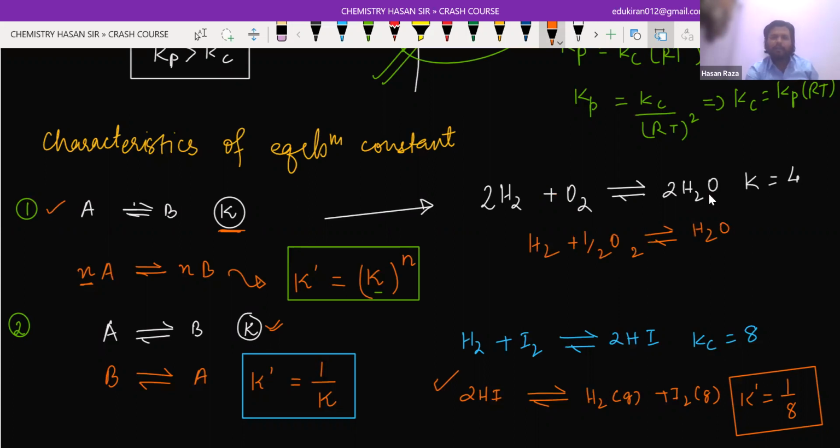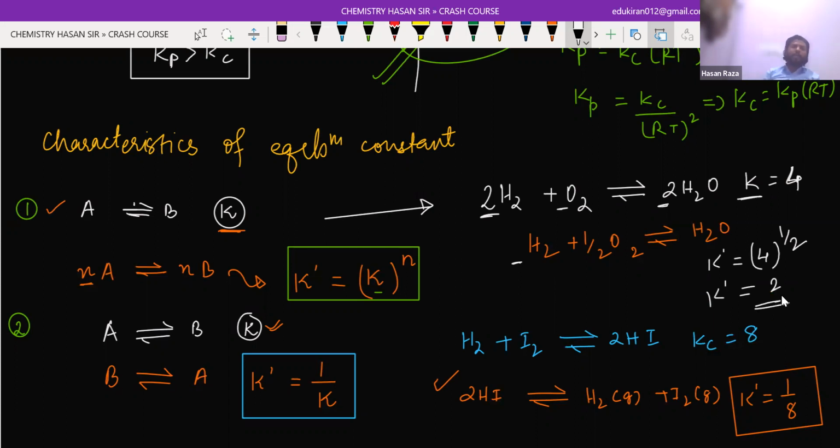Now, if you look at the equation, you can see 2H2 was there, now H2 is here. 1 O2 was there, now half O2 is there. That means it has been multiplied by half. So the KC for this reaction will be the KC of the old reaction, 4, raised to the power of whichever number it has been multiplied by, that is half. Are you getting my point, everyone?